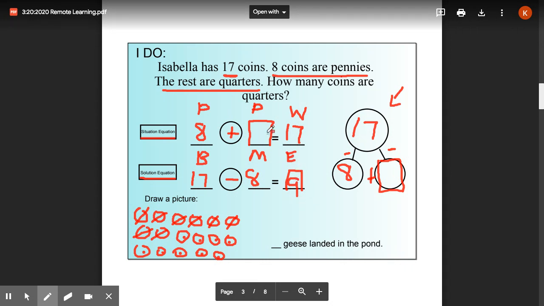Now I can fill in the missing part in my other equation and in my number bond. So let's go back to our situation equation and take a look. 8 plus 9 equals 17. 17 minus 8 equals 9. So how many quarters did Isabella have? She had 9 quarters. 9 quarters and 8 pennies. Total, she had 17 coins. All right, let's move on.